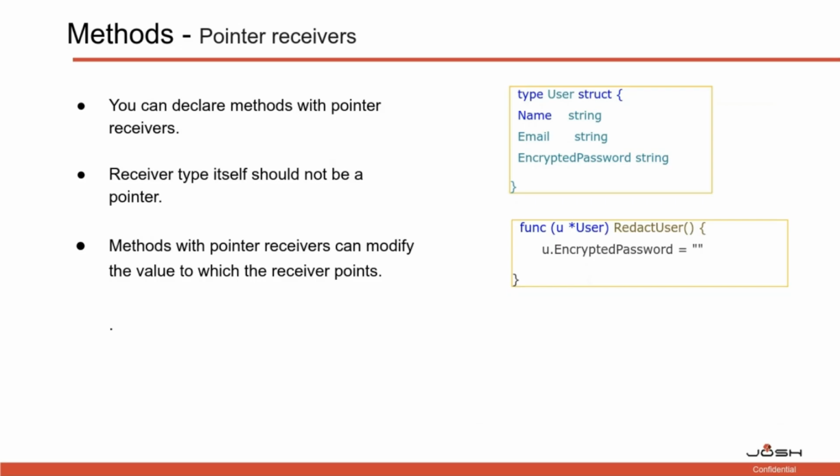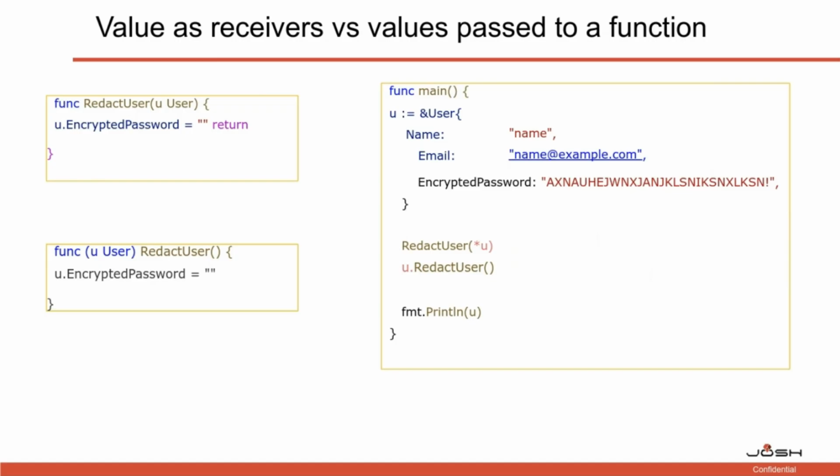Whenever we define a pointer receiver, let's say I have declared a pointer receiver over here, and when we call this redact user for this u object, now this object has actual access to the internal fields, the internal address of this object. So whenever I make any changes for this type inside these functions, it reflects in the original object. But on the contrary, for value based, we have an example over here.